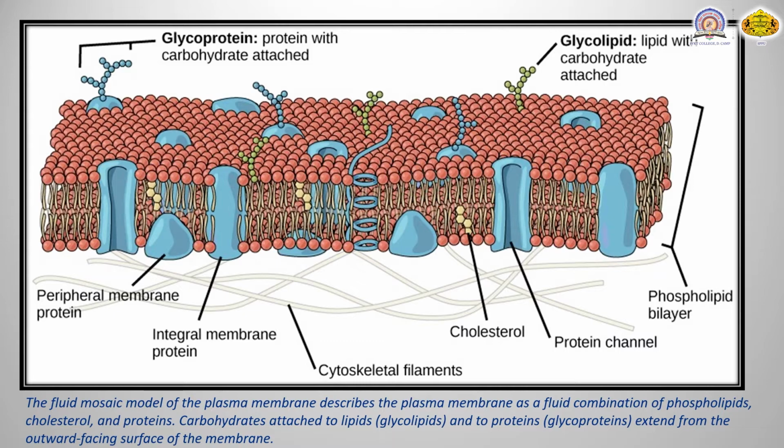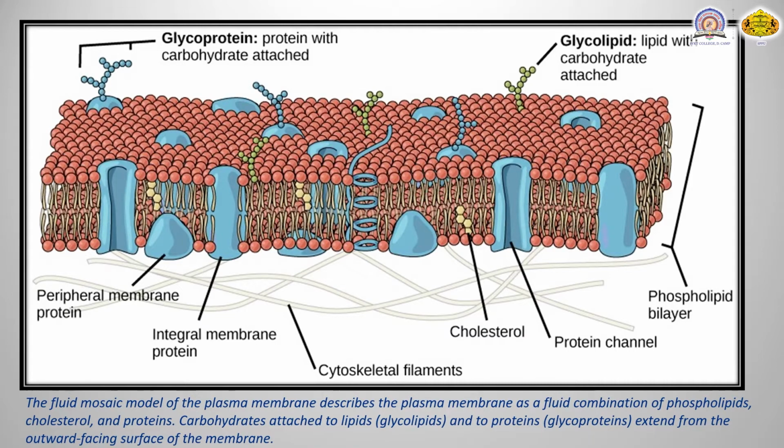Now you can see a glycolipid and a glycoprotein present on the head of the plasma membrane. A glycoprotein is a protein with carbohydrate attached, and a glycolipid is a lipid with carbohydrate attached. Then there are the peripheral and the integral proteins, which are called the peripheral membrane protein and the integral membrane protein. Peripheral is on the surface, and integral is embedded inside the plasma membrane.